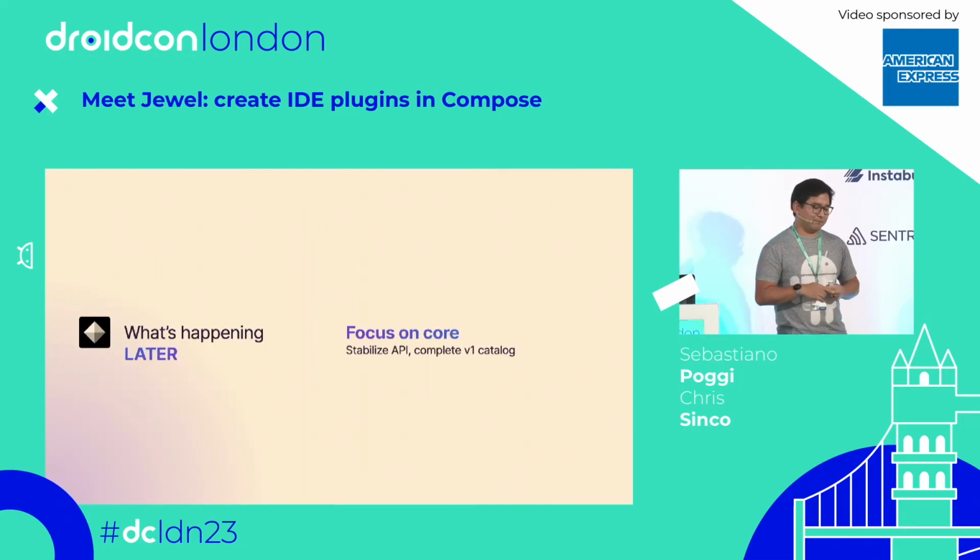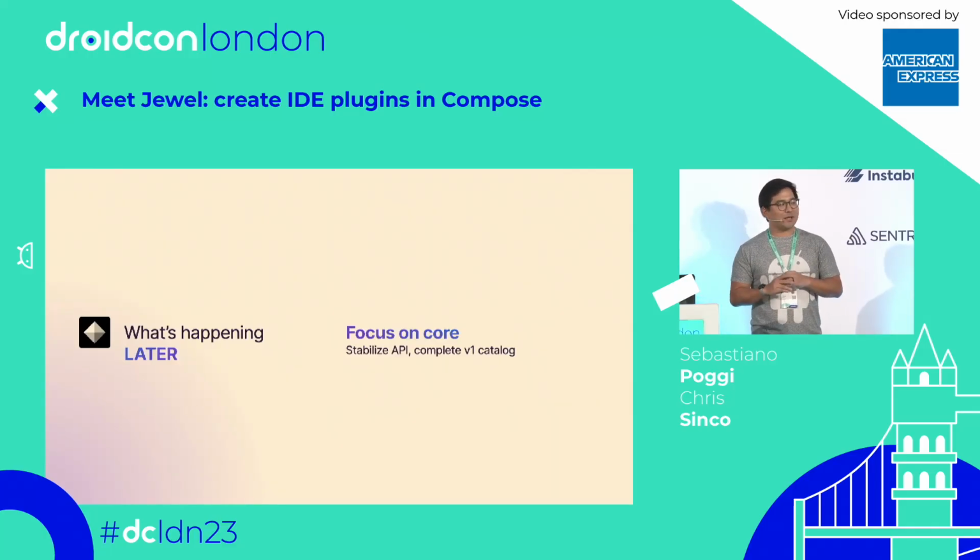We are trying to stabilize the API. And like we said, the catalog itself, we think we have all the components. There's a couple we do know we're missing: combo box and table. But we would like to build those as well. There are also going to be bugs as the IntelliJ and Android Studio teams try to use Compose. We'll focus on all of that, trying to get to V1.